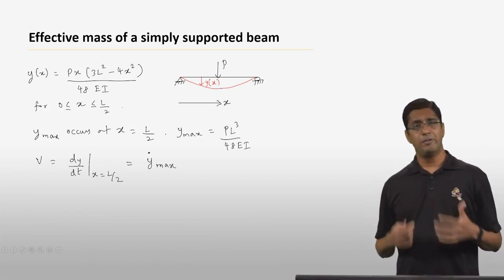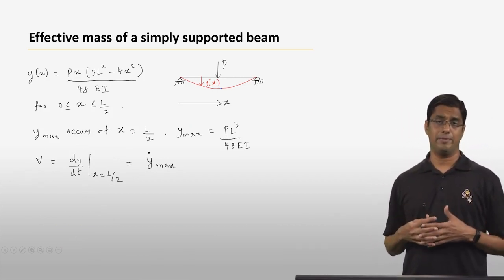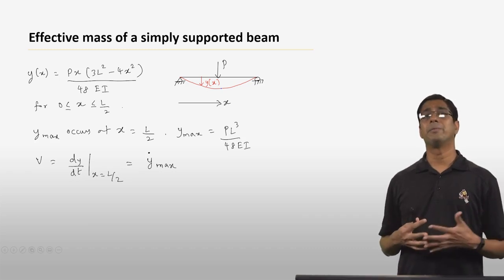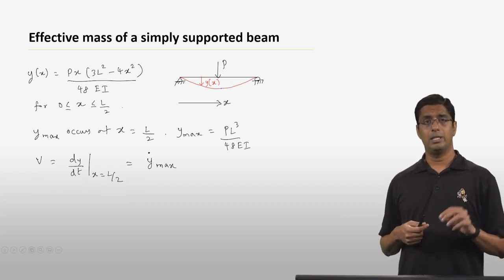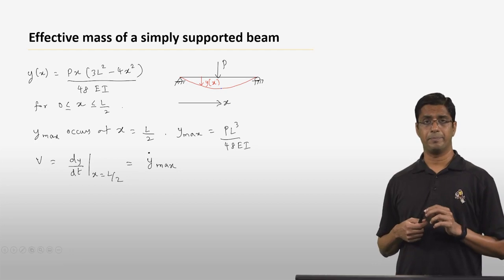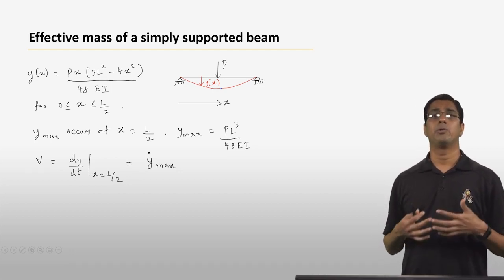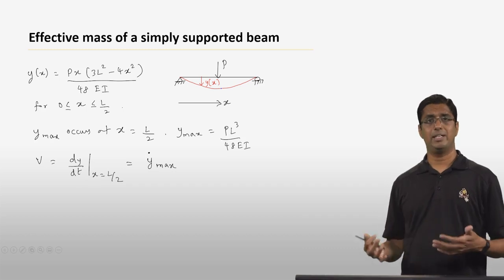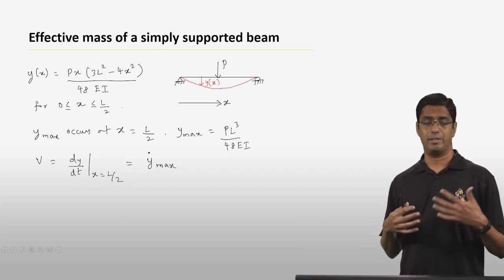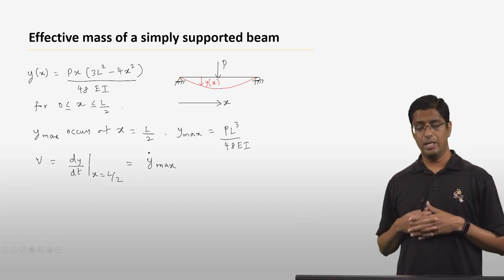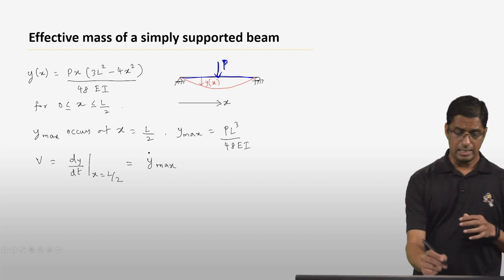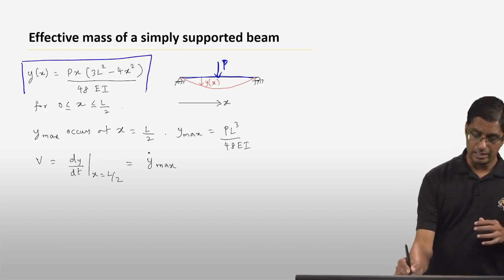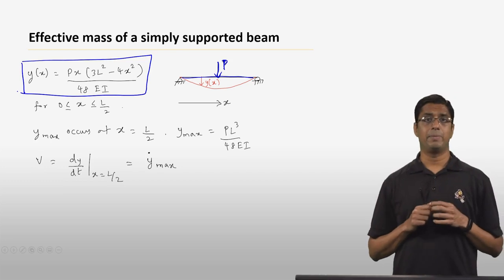Now, if we want to find the equivalent mass of this beam, we have to be able to calculate the kinetic energy of the beam. Which means that we need to know the velocity at every point in the beam. Now, how do you find the velocity at every point in the beam? That is where our knowledge of strength of materials or mechanics of materials comes into play. We know that when you have a simply supported beam like this, and you apply a force P at the midpoint, the deflection in the y direction is given by that particular equation.